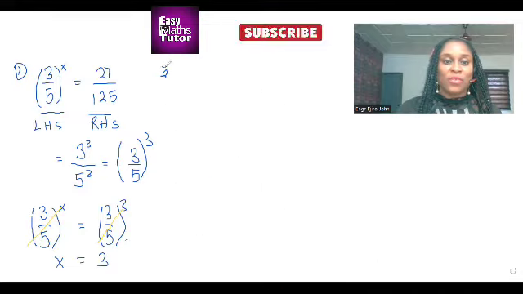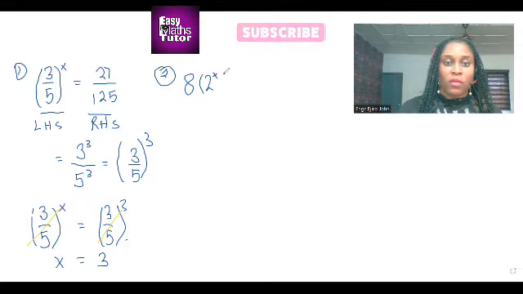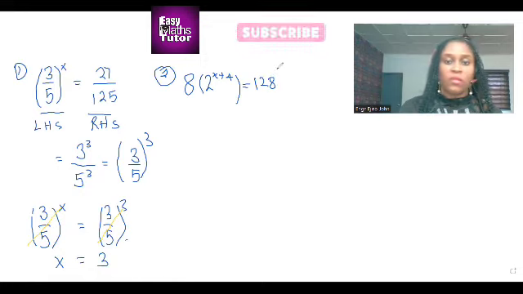So the next question, question 2. We're going to solve a quick question. It's 8(2^(x+4)) = 128. So that's the question, right? Let's go right ahead to solve it.